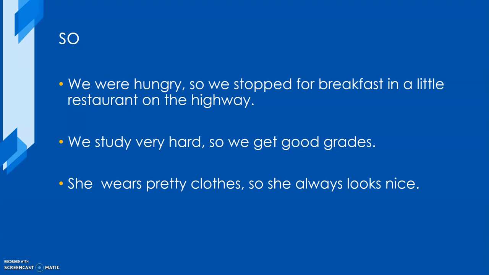In this case, we are always putting together two sentences, one that shows the reason or the cause, and the consequence. Right? So the reason: we were hungry, so we stopped for breakfast. That was a consequence. We study very hard, so we get good grades. That is a consequence. They are good consequences. Of course, there can also be bad consequences. But in this case, the first example shows a neutral consequence, and the other two examples show positive consequences.